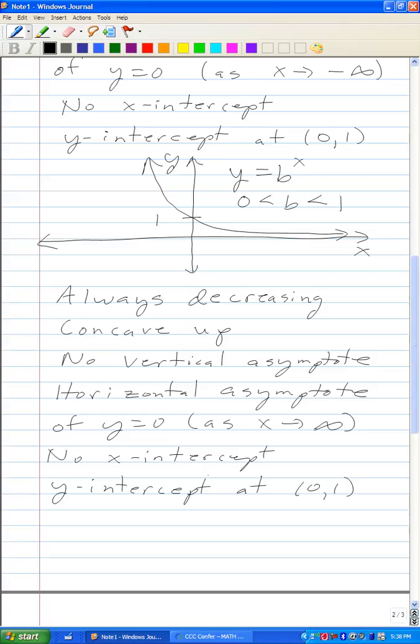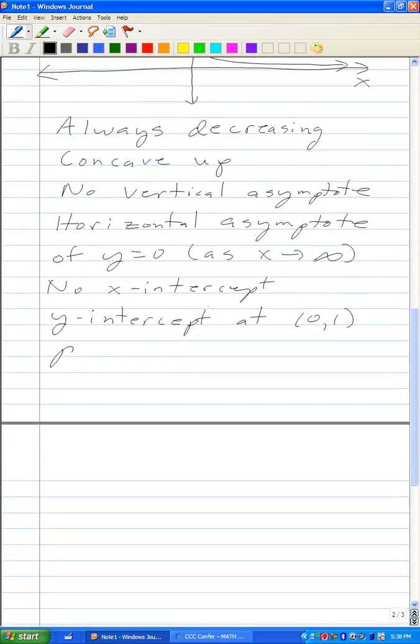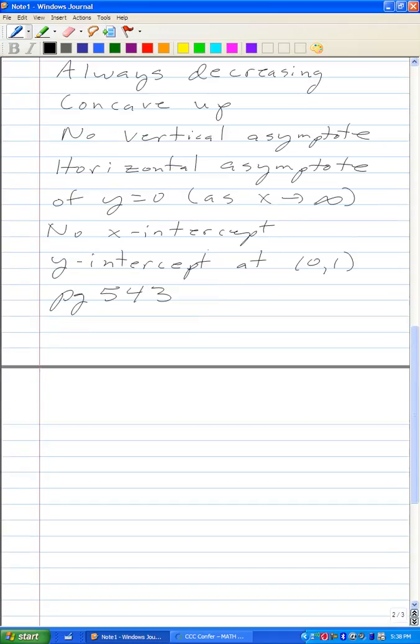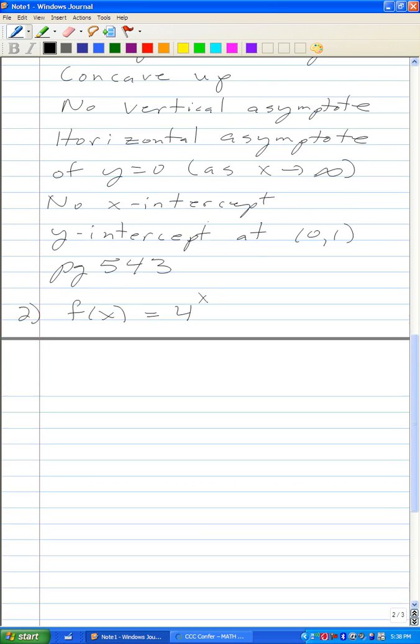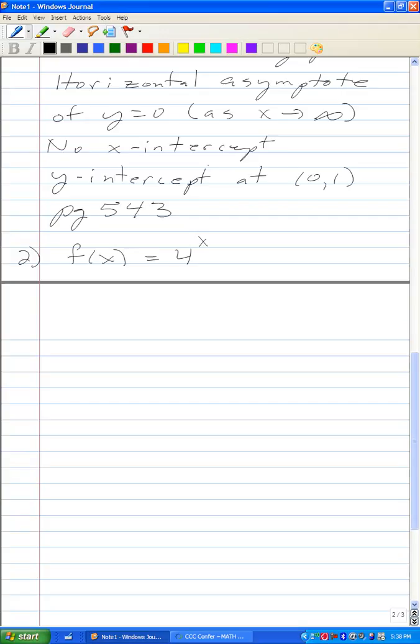Okay, so let's look at some examples. On page 543, let's say problem number 2, f of x equaling 4 to the x. In exercises 1 through 28, sketch the graph of the function, give the coordinates of the y-intercept for each function, and the equation of the asymptote. Okay, so let's do that.